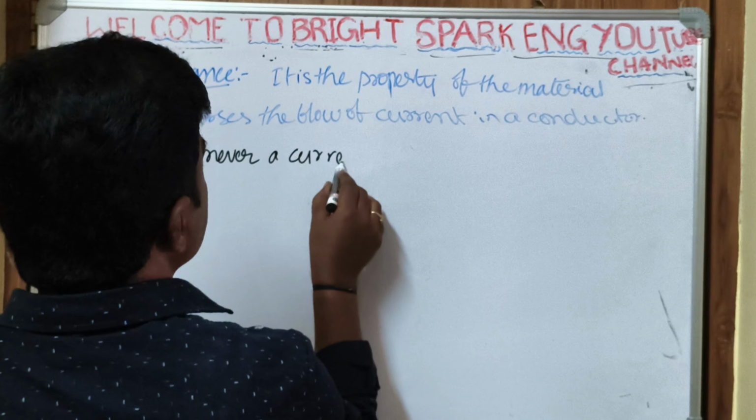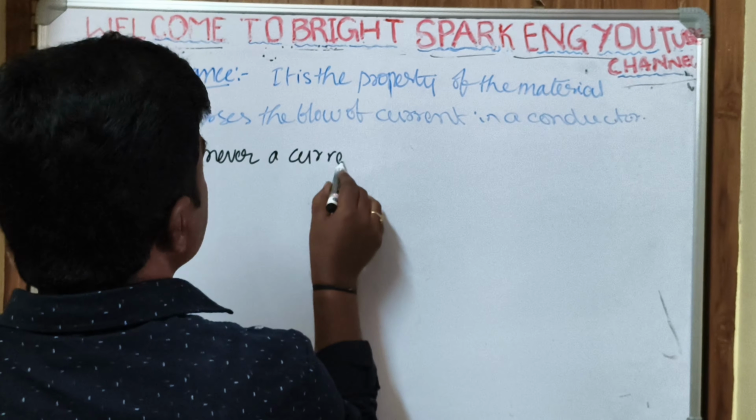Here, removing the proportionality, J is equal to epsilon into E. Here, J is current density, epsilon is conductivity, and E is called the electric field or electric field intensity.